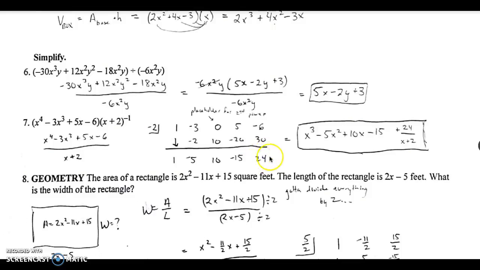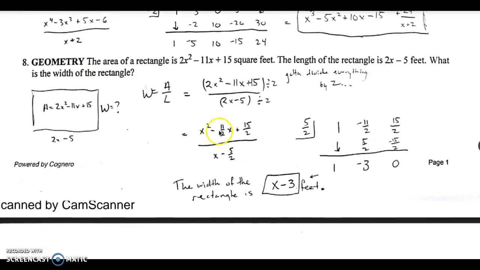The last column answer is your remainder. The remainder always needs to be put over the original denominator, which was x plus 2. That's why I have 24 over x plus 2 here. And then because this 1 came from the 4th power, when you're dividing out 1 power, your answer will be 3rd power. So this is a 3rd power term, 1x to the 3rd. 2nd power term, negative 5x squared. 1st power term, 10x. No power term, negative 15. And you can see that answer over here on the side.